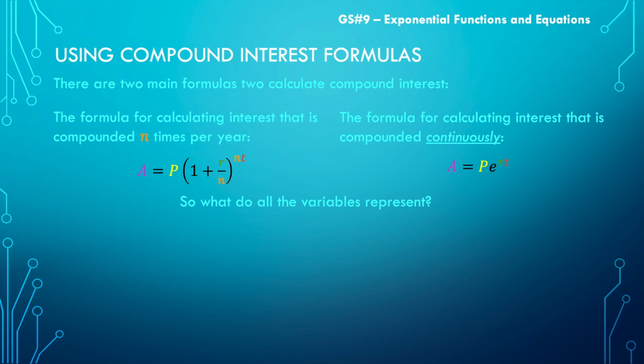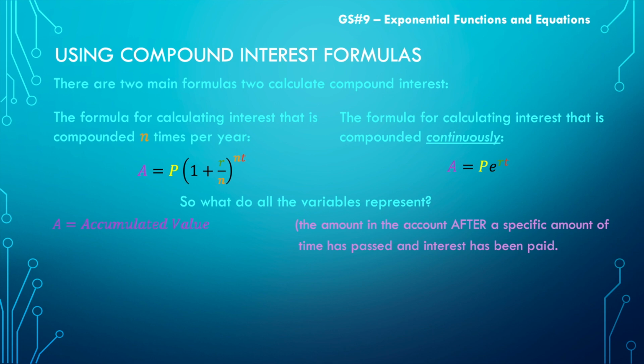So let's talk about what all these letters mean. What do all those variables represent? All of these things could be different depending on the situation. That's why we use variables. A stands for the accumulated value. That means the amount that's in the account after a specific amount of time has passed and your interest has been paid. So, what's there after you've gotten some interest? P is the principal, which means the amount you actually started with. What did you put into that account? We consider that the initial value in the account.